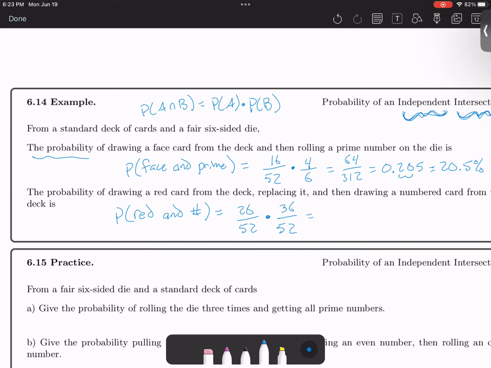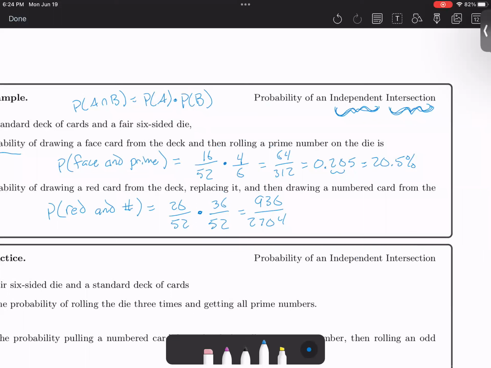When you simplify this, you get 936 out of 2,704. So when you draw from a deck of cards, when there's 52 cards in the deck both times, 2,704 universes open up, and 936 of those consist of you drawing a red card on the first draw and then drawing a numbered card. If you simplify this, you get about 0.346 or 34.6%.